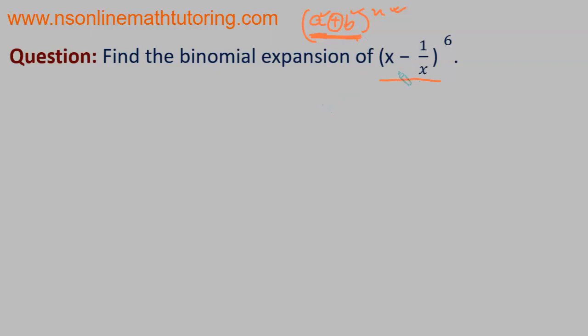Whereas in our question, again this is a binomial expression. X is the first term and 1 over x is the second term. But these two are connected by a minus sign. So how do we change this binomial expression to have a plus sign in between? Let us start with our answer.